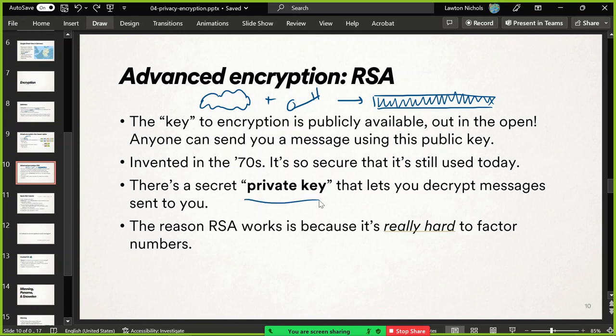So there is a private key that goes along with this public key that you don't tell anybody about, and that allows you to decrypt the message that they sent you. So this can be decrypted with a private key, right? So here is the idea.